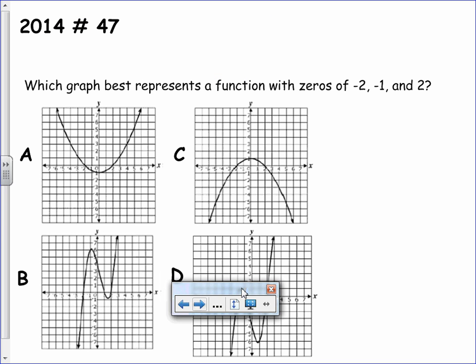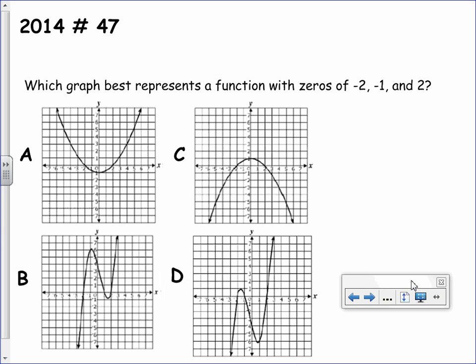Remember that if you know the solutions, they are what they are on the graph. So on the graph, it needs to connect -2, -1, and 2. Which one does that? A, B, C, or D? D. What if you know the answers? They are what they are on the graph. If you know the factors, you have to.